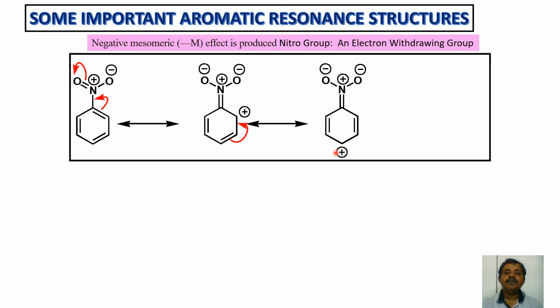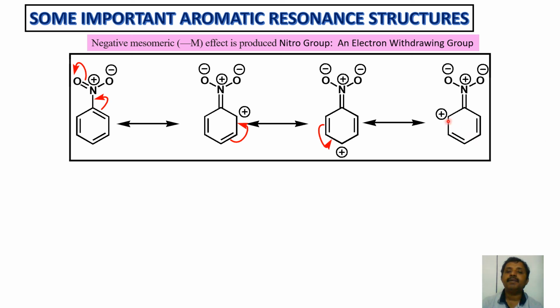Again, the positive charge at the para position attracts the double bond toward itself, which leads to the formation of this structure, with the arrow representing attraction of the double bond towards the positive charge. Here again the para position has a positive charge. So these resonating canonical structures are possible due to the mesomeric effect.